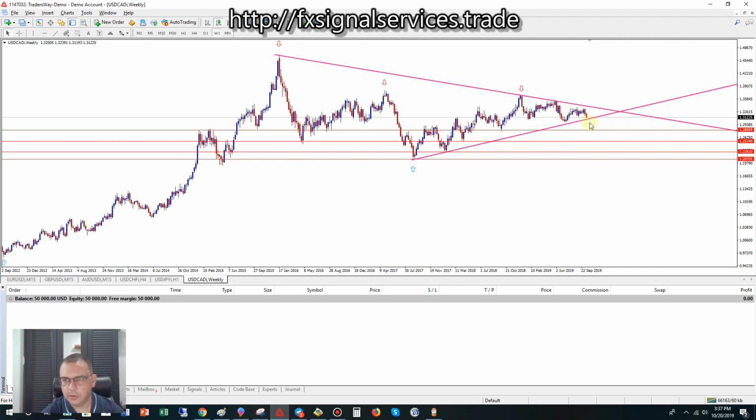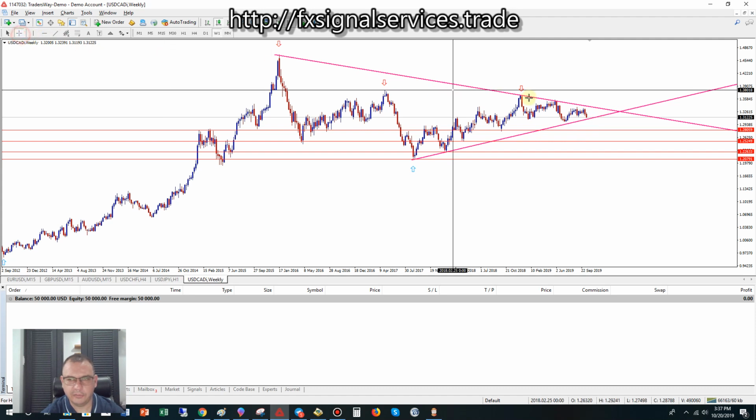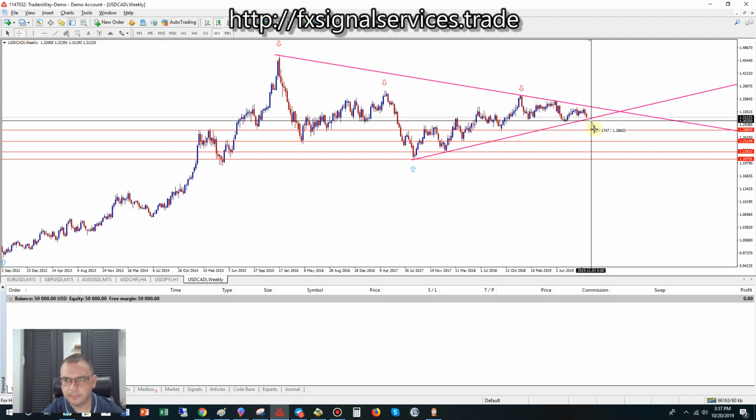So you could get how many pips off of this? If it breaks here, shoot, that's almost like 2,000 pips. So you can easily get 1,000 pips off of this deal if it breaks that trend line. So definitely be looking for this to break.